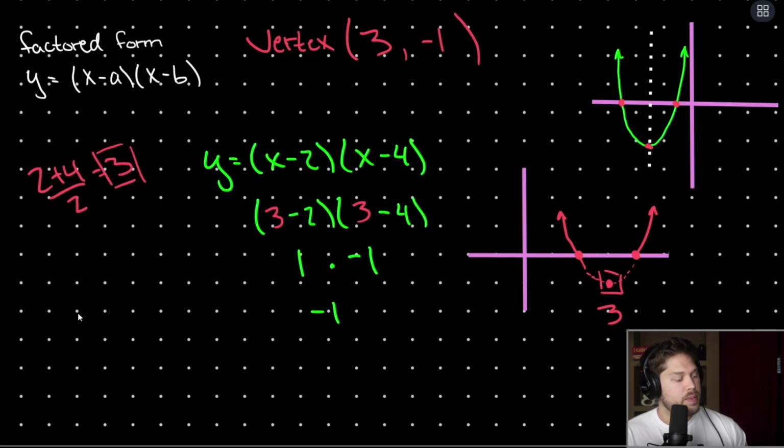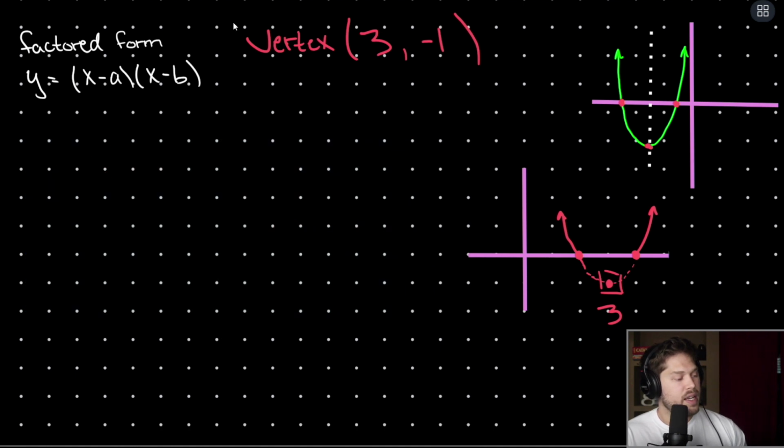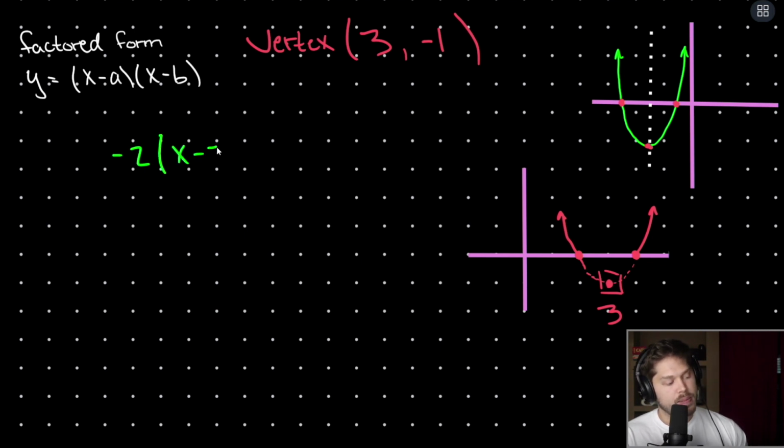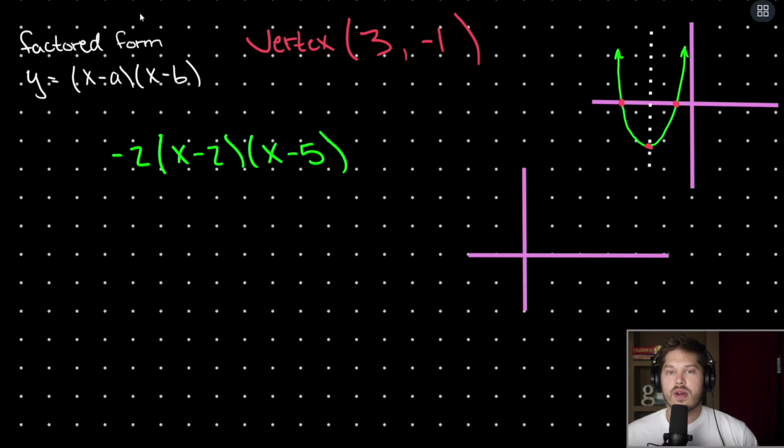Here we'll erase this. Yes, we'll erase this. Okay. Let's say we are given the equation negative 2 times x minus 2 times x minus 5. And here, I'll erase this too. We might still use it. I'll leave the coordinate system, but I'll erase the parabola I made. Okay, so we want to find the zeros for this function. This is a function, so we'll say y equals it.